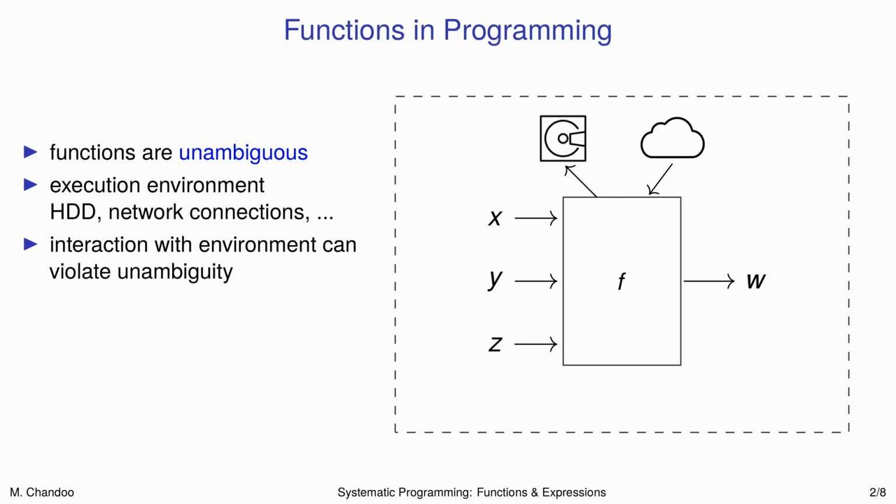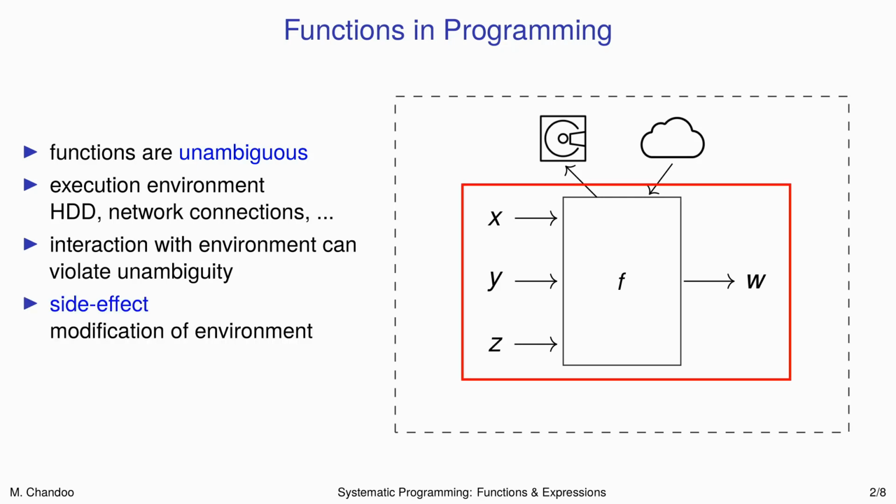It is also possible that during the execution of a function, the environment is modified. This is called a side effect. If the execution of a function does not require interaction with the execution environment, then it is called pure.